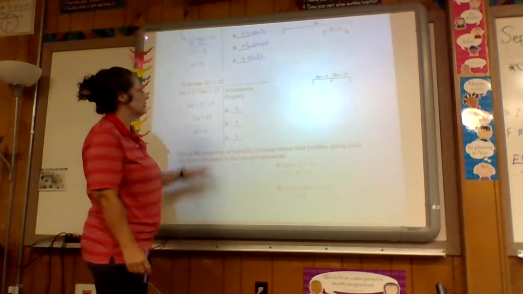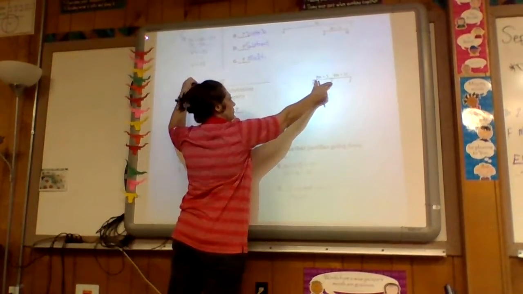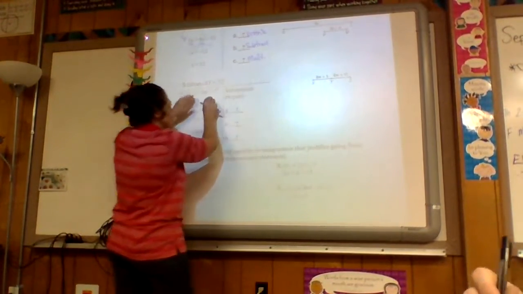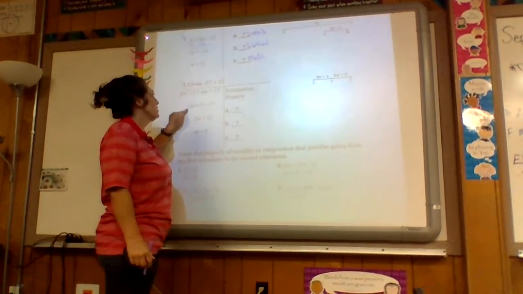Filling out the next one. Again, we have another substitution. So it's xy equals yz. They have taken the value of xy, substituted the value of yz. They wrote substitution property. Okay, Holly, to go from here to here, what happened?